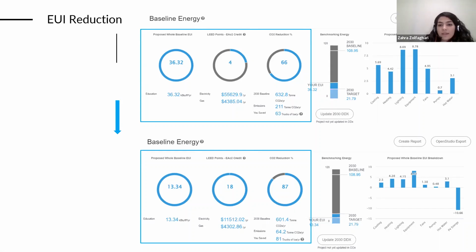So you can see that the changes we made to the project resulted in about 23 points drop in EUI, 14 more estimated LEED points for optimized energy category, about $44,000 operational cost saving, and also getting below the benchmarking target that we set early on in the project. So our goal was to hit the 2030 target, which was EUI of 21. But adding renewables helped it go further below our target.